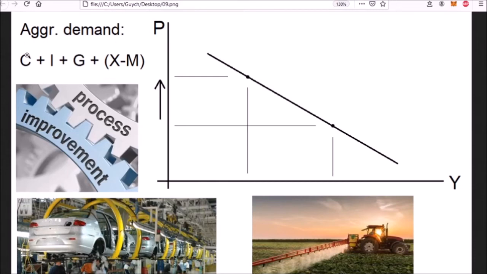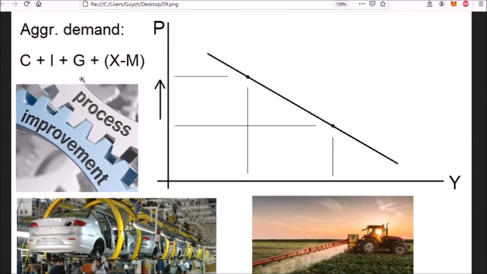Firstly, the households. They buy all of the consumer goods that we will denote with this letter C. Secondly, all the firms buying all the intermediate products from other firms make up the investments within this aggregate demand, which we will denote with this letter I. Investments also include households buying housing rather than consumer goods.